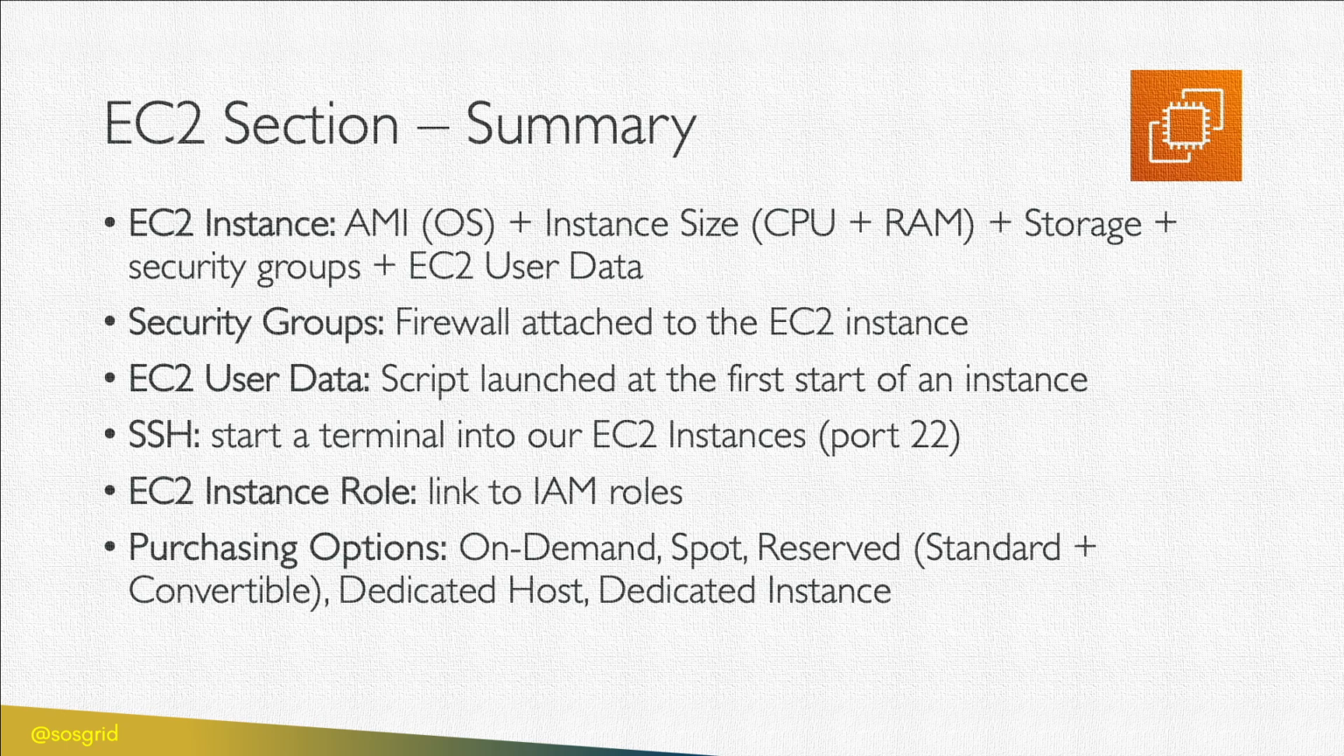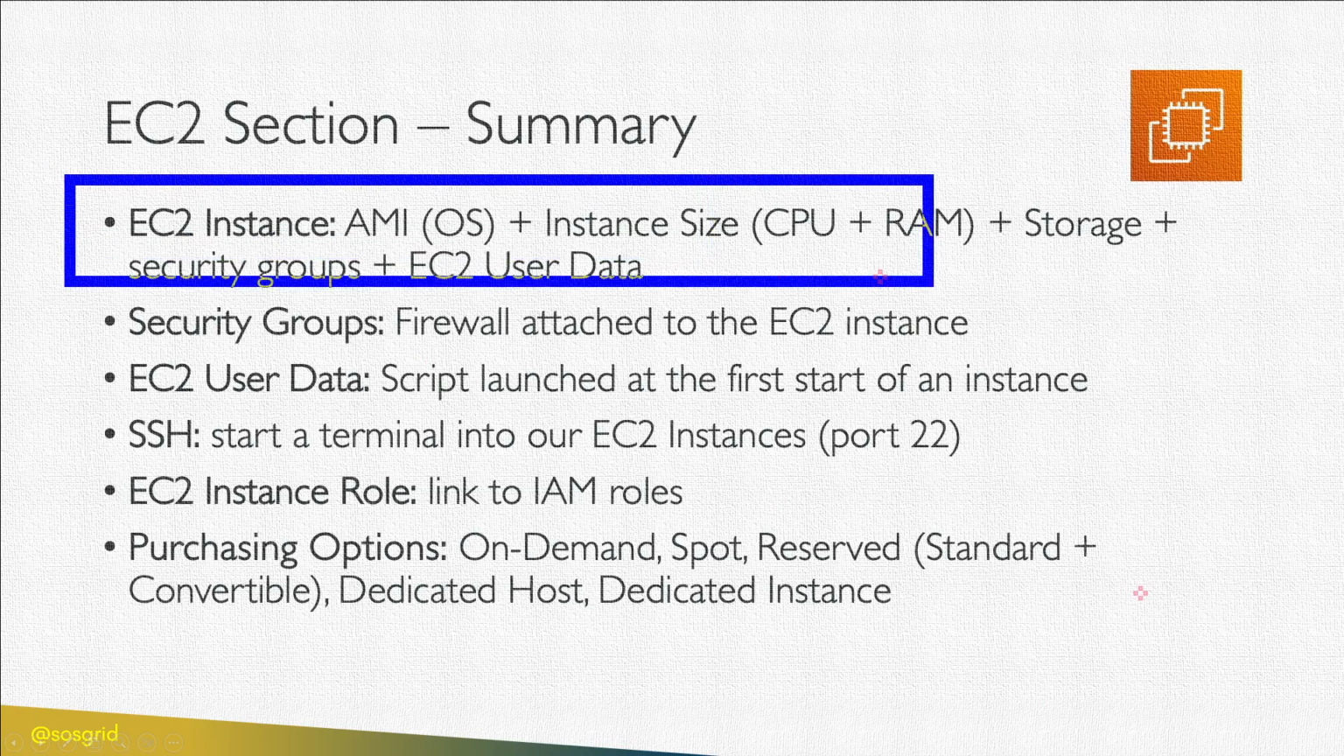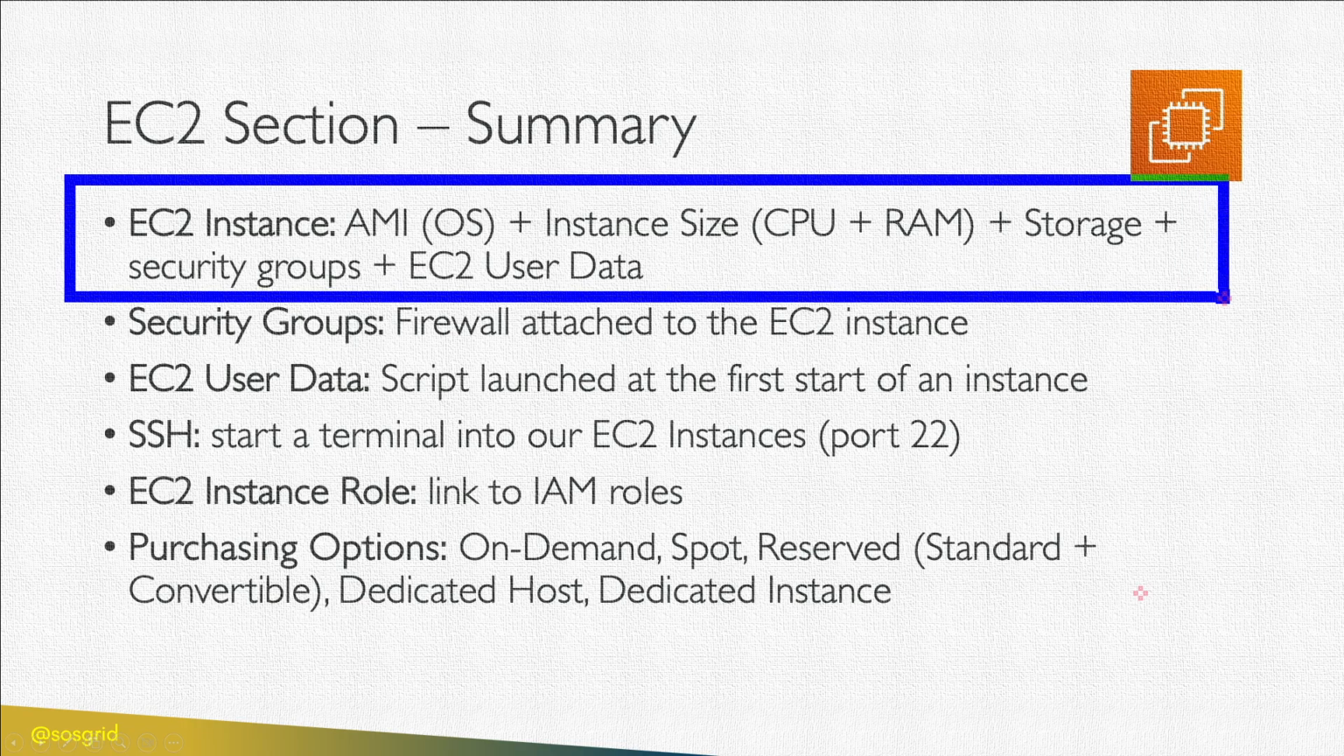So finally, let's talk about the summary of what we learned so far in EC2. First of all, we started off by creating an EC2 instance where we had to set up a couple of things like the AMI, the Amazon Machine Image, which is like the operating system. And we used Amazon Linux in this case. You can select macOS or Windows or any other Linux type.